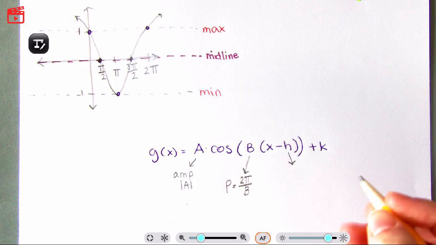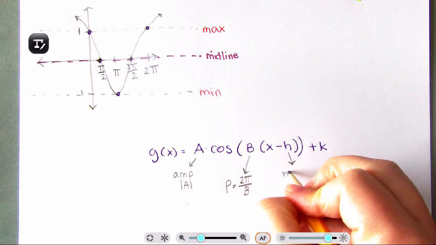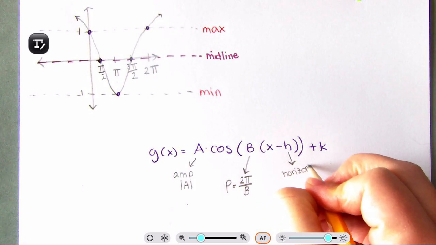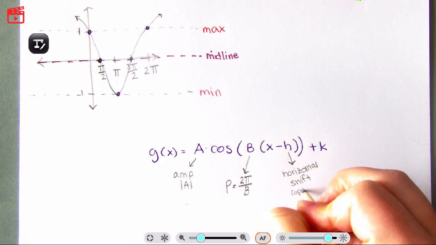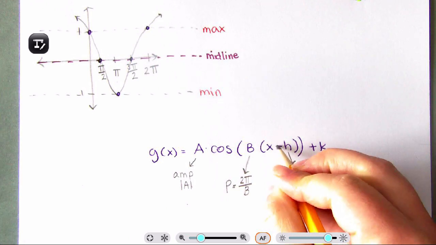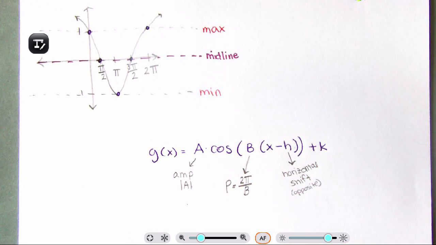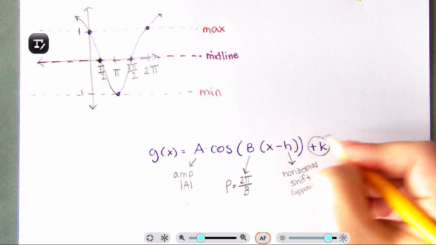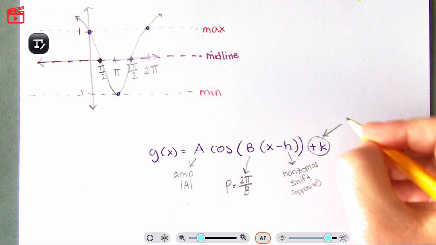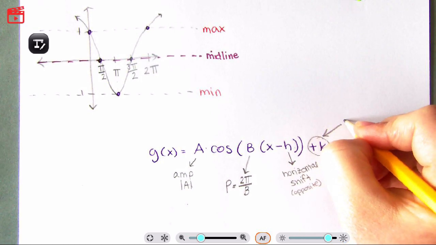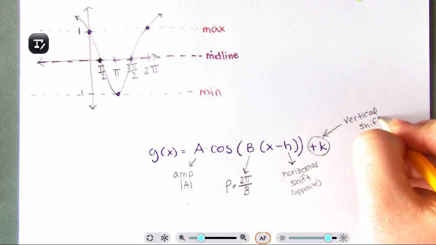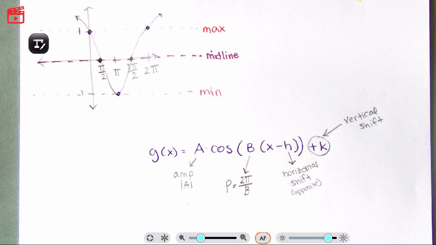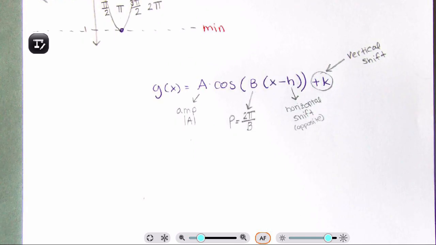H again is your horizontal shift. And again, think opposite. So if you see a negative h, your h value is actually a positive h. And your k is your vertical shift. Again, we are choosing to factor out b. And let's get started.